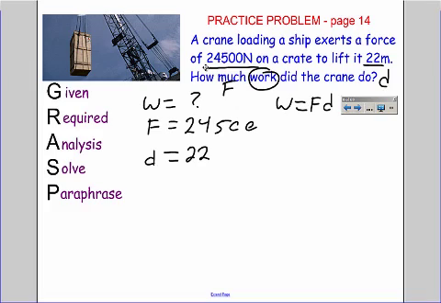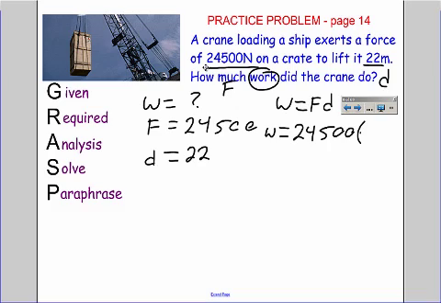Let's substitute our values into our formula. So work equals the number for our force that we're going to substitute in, 24,500. Now, you can either put a dot to tell me you're multiplying. You can make brackets to tell me you're multiplying. But please don't put a times symbol. That gets mixed up when we're doing rearranging of formulas.